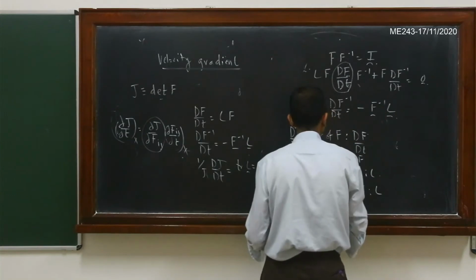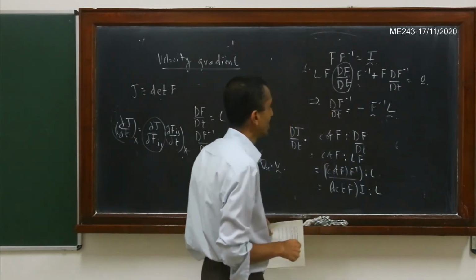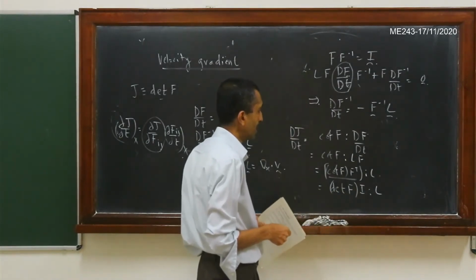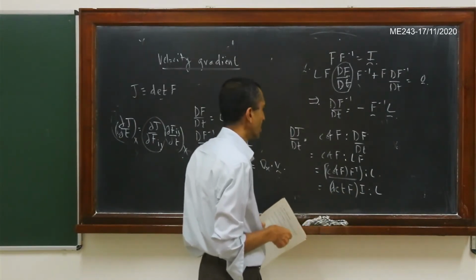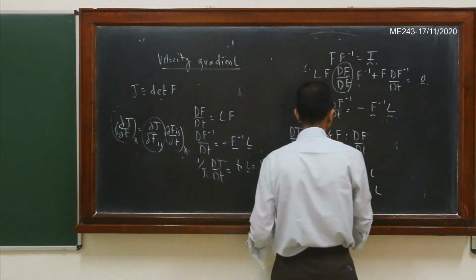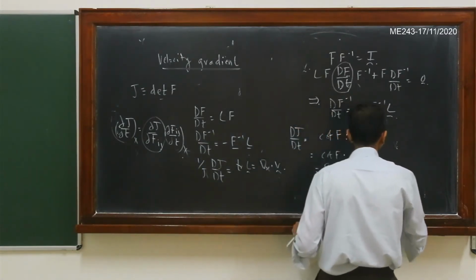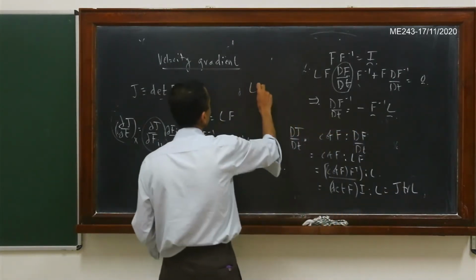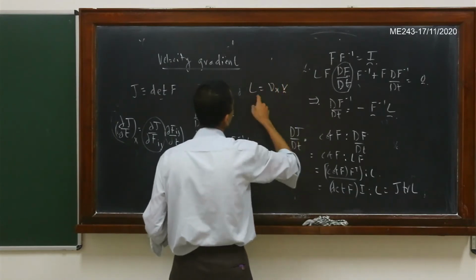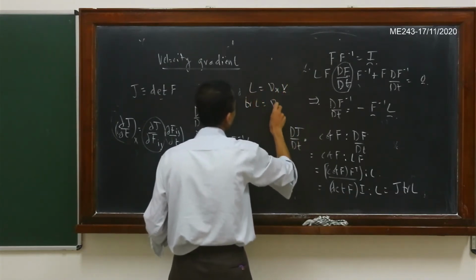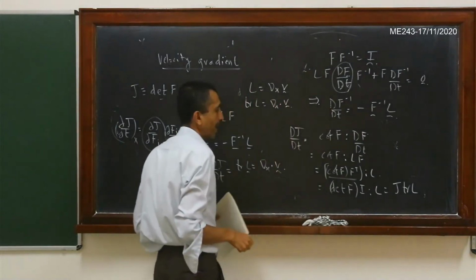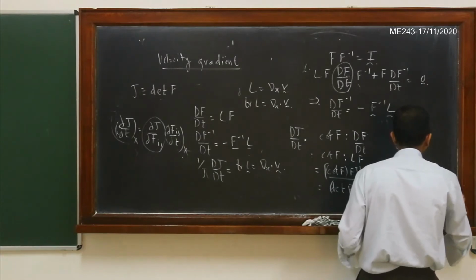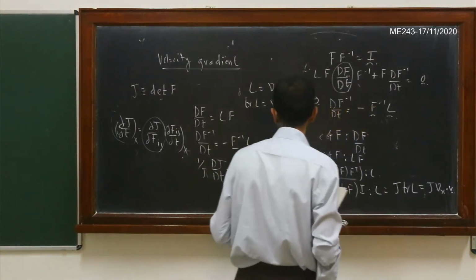So this term here is determinant of f times the identity tensor times L. Correct? So this will give me the trace of L, because the matrix inner product of the identity tensor with L is nothing but the trace of L itself, and so this is nothing but J itself. So this is equal to J times trace of L, and since L is equal to del of V, you get that trace of L is equal to del dot V. Correct? And so you can also write it as J times del dot V. Right? So that is the third result.